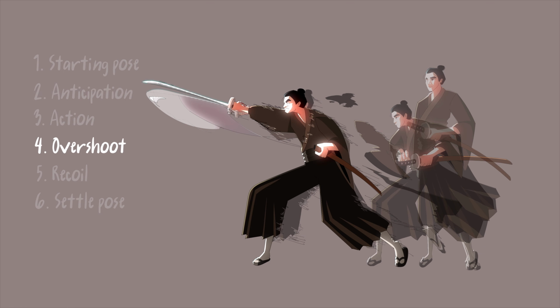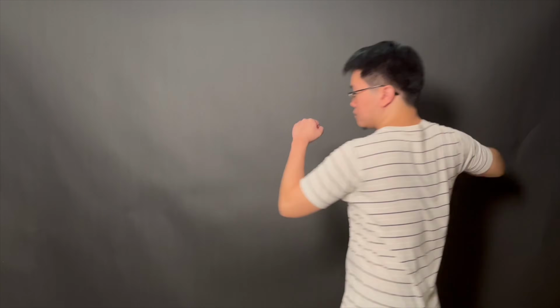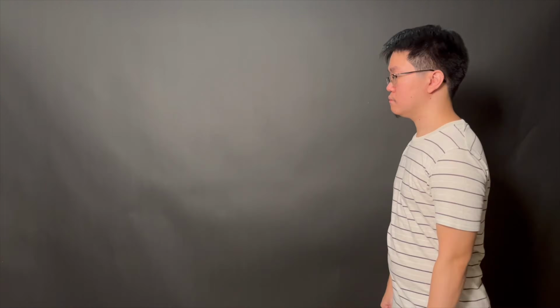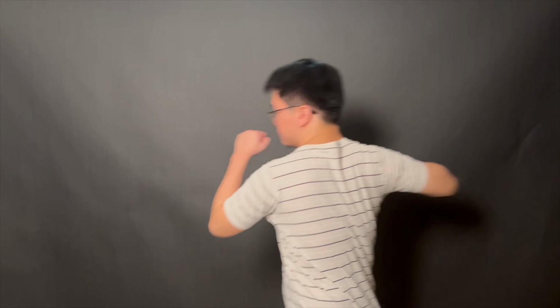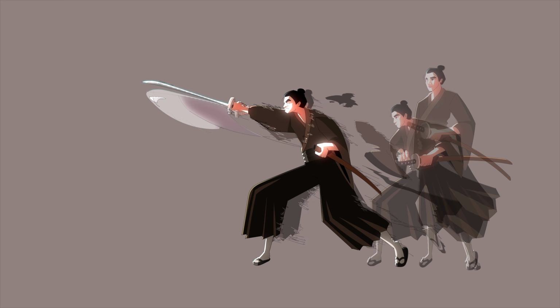Fourth is the overshoot. It is a little bit over the action pose. There's usually an overshoot when nothing is receiving the action. For example, if you're punching in the air, since you're hitting nothing, the force goes a little bit more forward than it should. So going back to our animation example, this will be our overshoot pose.